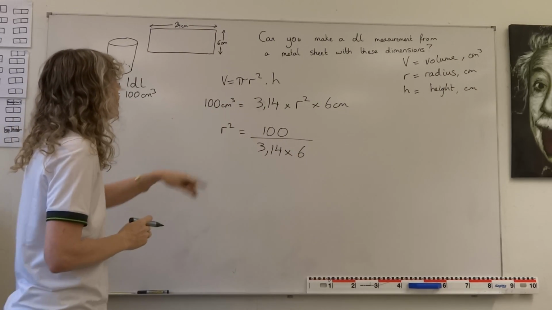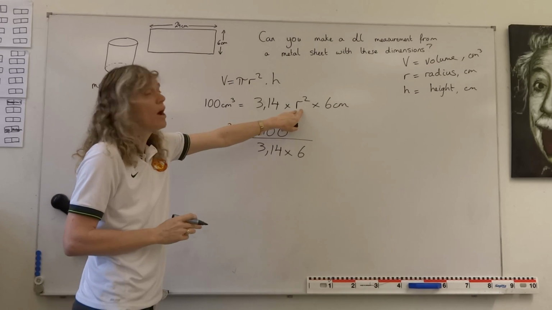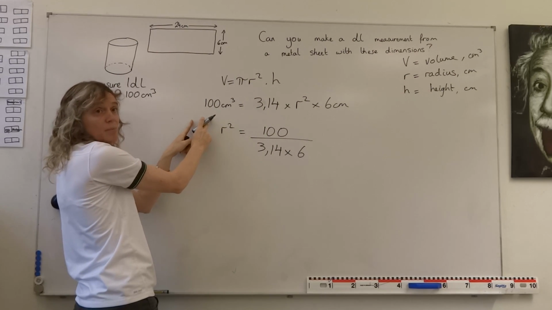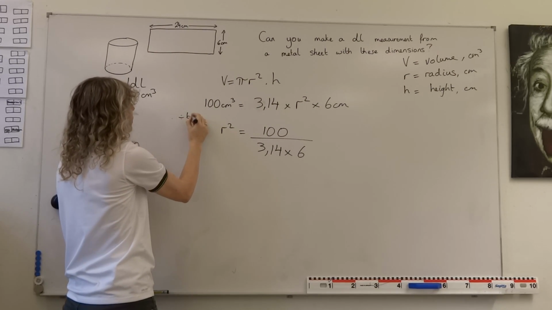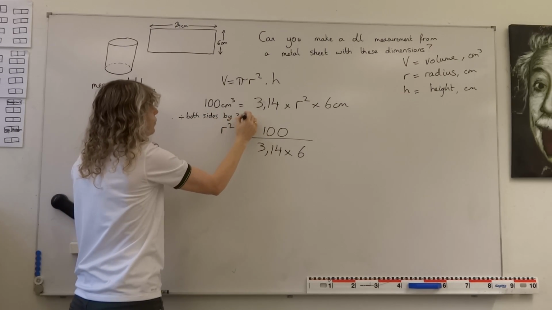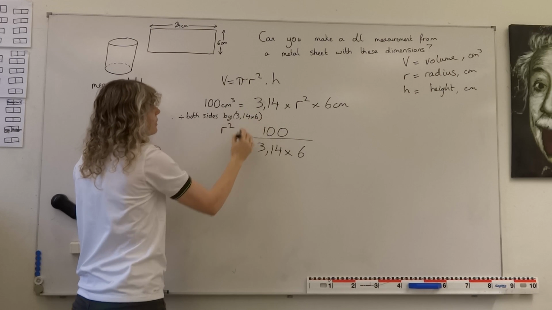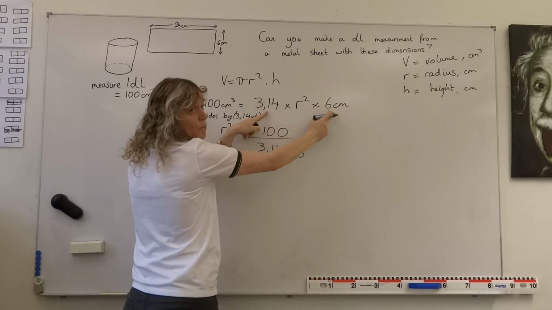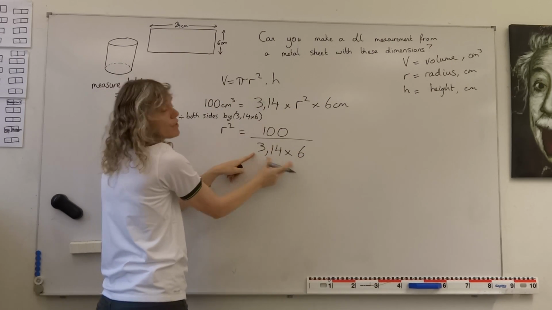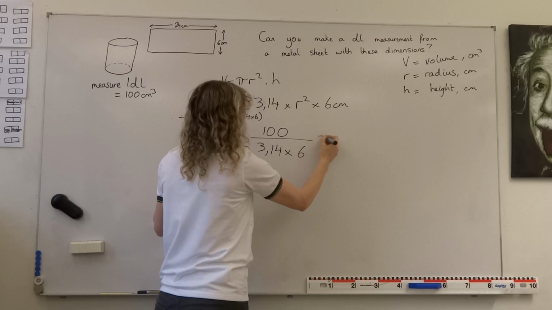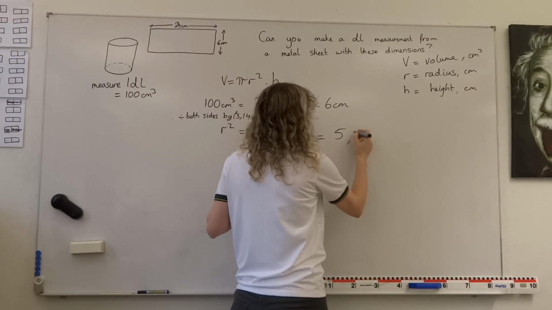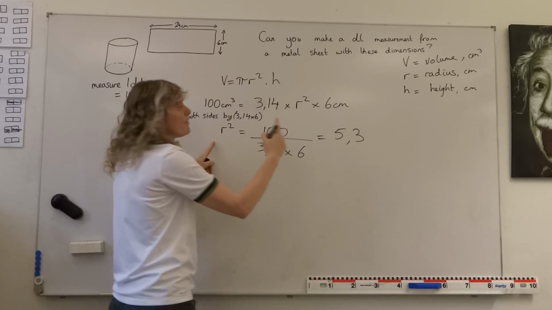Calculator, please. What have I done here? Well, I want to get r squared by itself, so I've moved both of these two over to the other side by dividing by them. Divide both sides by 3.14 times 6. If I do that, the 3.14 and the 6 cancel on this side, giving me 100 over 3.14 times 6 on the other side. Giving me 5.3. So we know that the radius squared is 5.3.